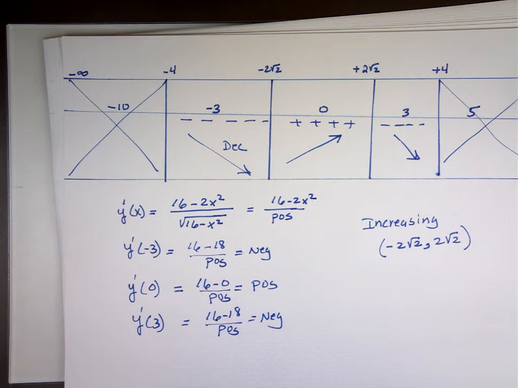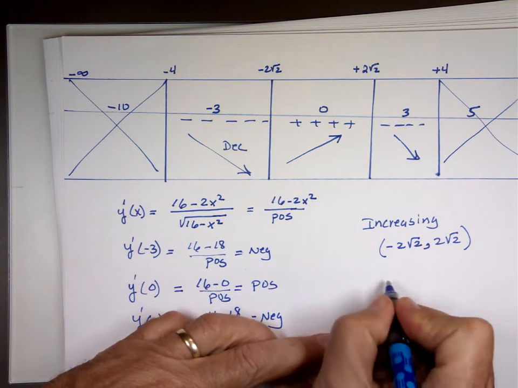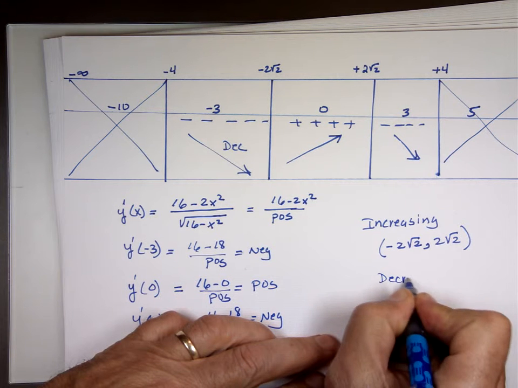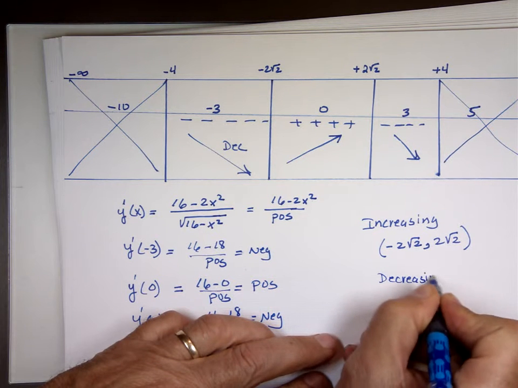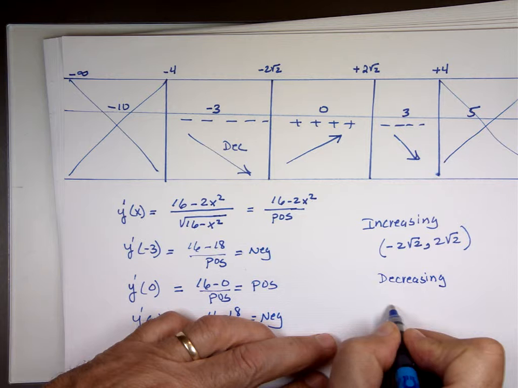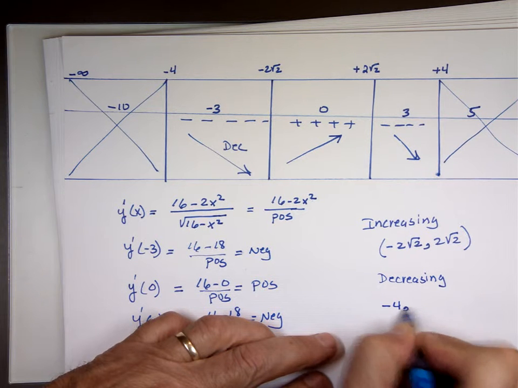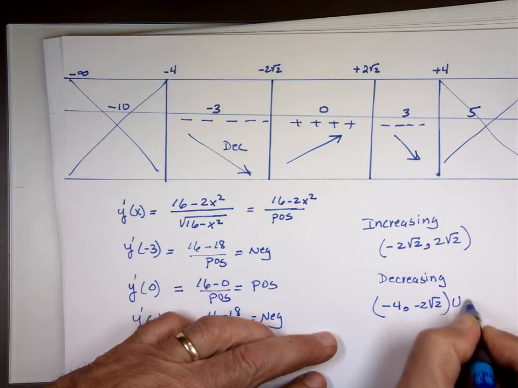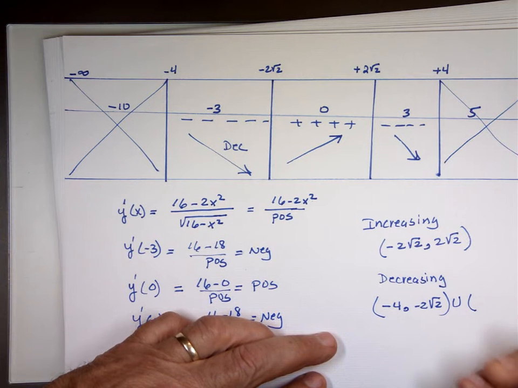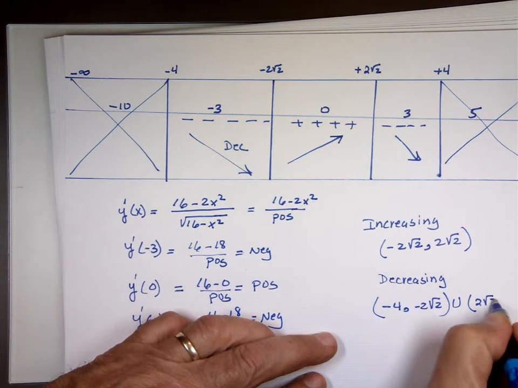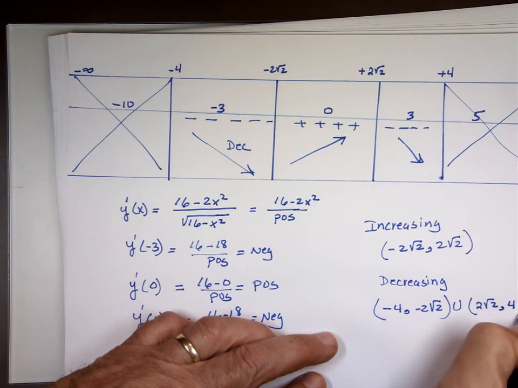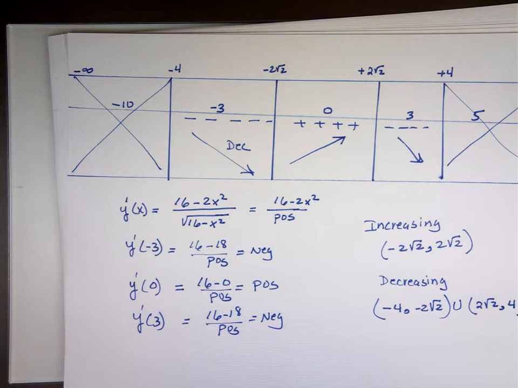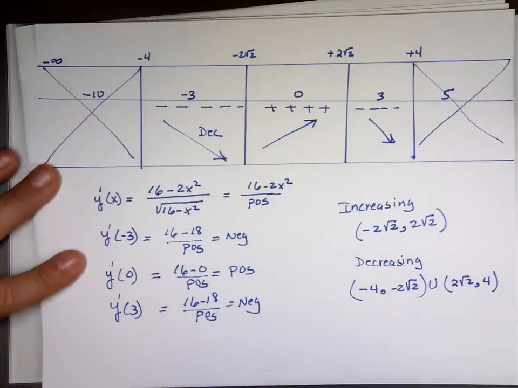So 2 check marks, decreasing. From negative 4 to negative 2, the square root of 2. Also, a union, add to it, but they didn't give me that option. So both of these, the function is decreasing.